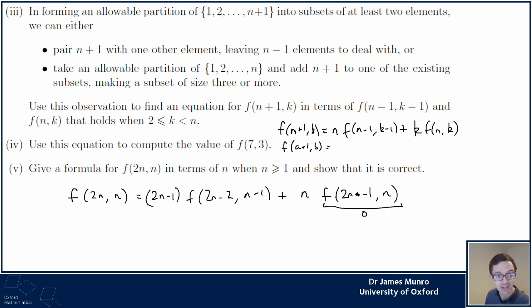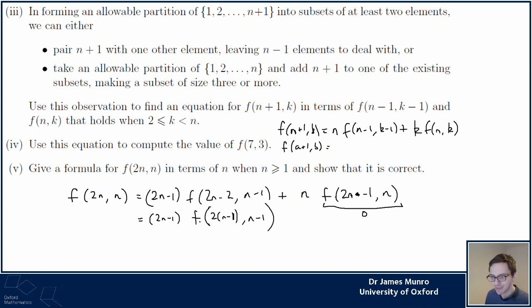Because we've got slightly too few elements. We need 2n elements to split them into n subsets of size 2 or more, and we've got 2n minus 1, so this is zero. This is fantastic news because now this relationship just says this is (2n minus 1) times, I'm going to factorise that a little bit, f(2(n minus 1), n minus 1). That's the previous term in the kind of series of thinking about f(2n, n).